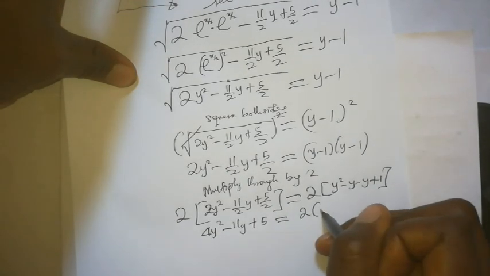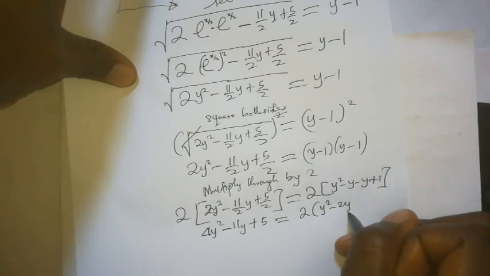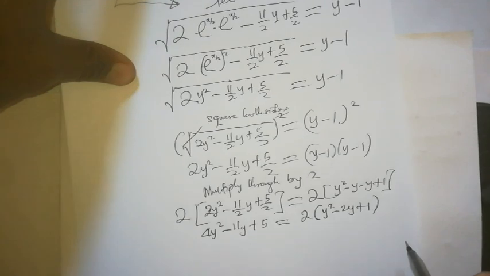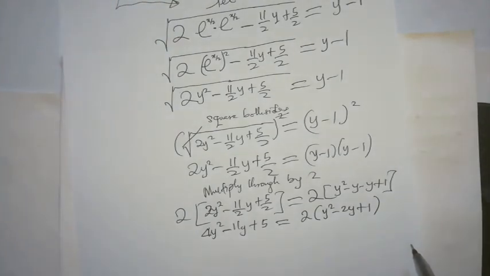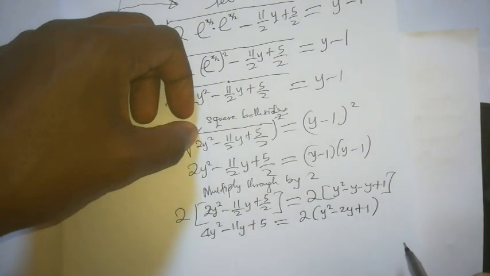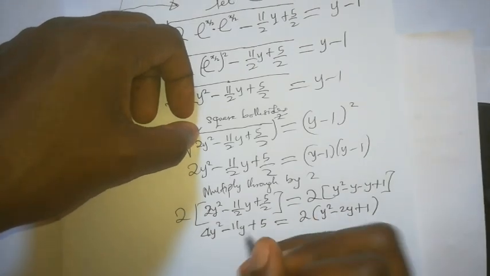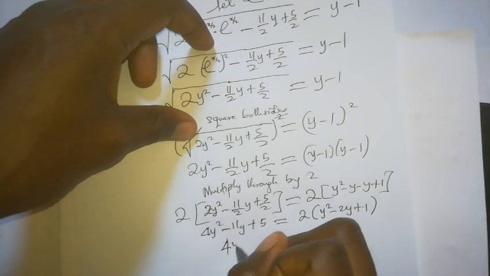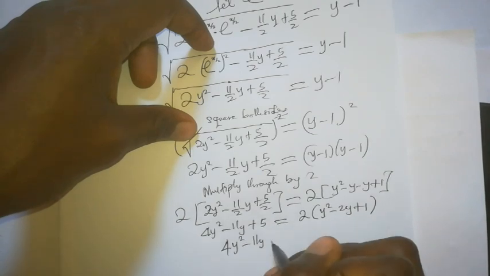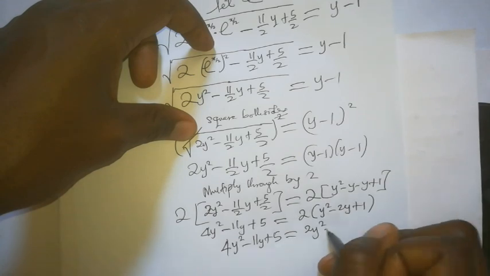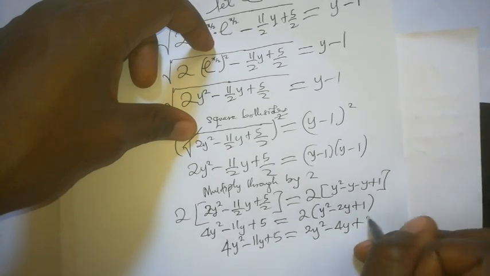2 bracket y square minus 2y plus 1. You get it? So you see we are left with what? 4y square minus 11y plus 5 is equals to 2y square minus 2y plus 1. So let's try and open the bracket. We have 4y square minus 11y plus 5 is 2y square minus 4y plus 2.